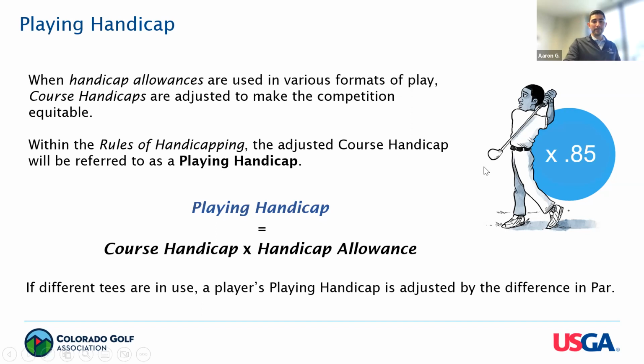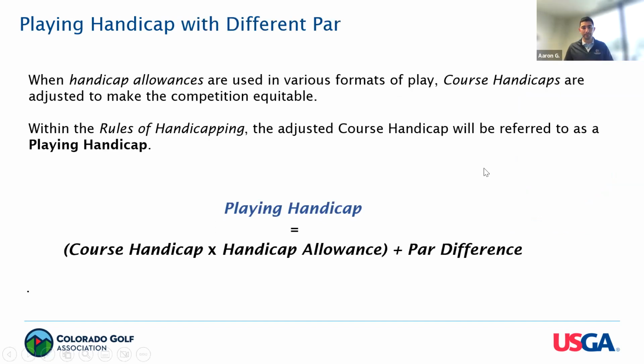Okay, so let's take a look here. Let's dive in just a little bit deeper. As I mentioned, playing handicap with a different par. So when that happens, course handicap multiplied by handicap allowance, you take the sum of those first, and then you add the difference in par. Most of the time, it'll only be 1 point. But sometimes you might get a 72-70 situation, then it'll probably be 2. That's probably the highest I've ever seen it. I've never seen a difference of 3, but there could be situations out there. So just a heads up.